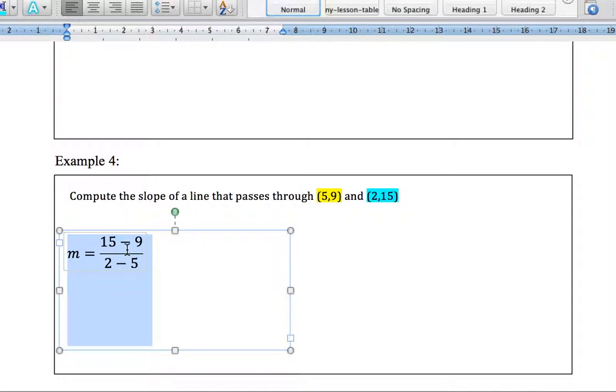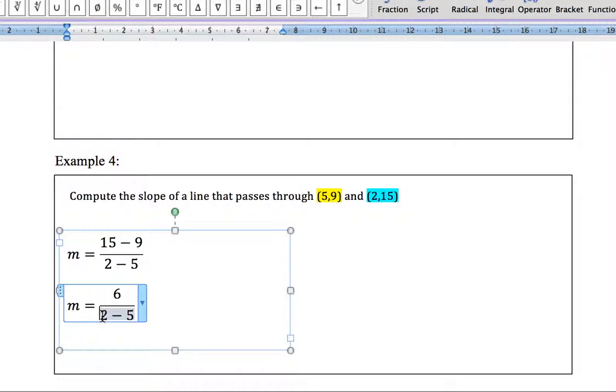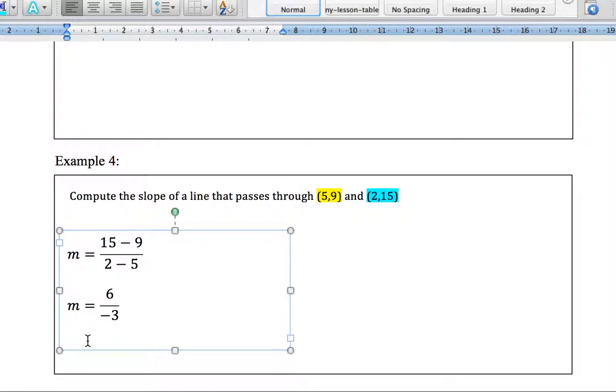So let's simplify. 15 minus 9 is 6. 2 minus 5 is negative 3. 6 divided by negative 3 is simply negative 2. And so my slope is equal to negative 2. And that's the value of using the formula, is it allows you to calculate slope even when you don't have a picture for counting boxes.